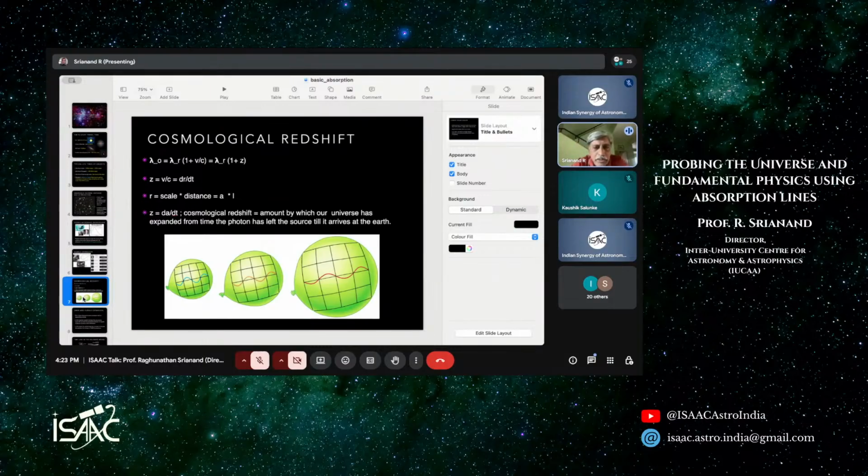Z is nothing but V by C in this equation. But we can also write down V by C as 1 by C into dr by dt. So I missed out C there, but you can imagine what I'm saying, right? V by C is nothing but dr by dt into 1 by C. So now what is R? This is where the philosophy comes in.